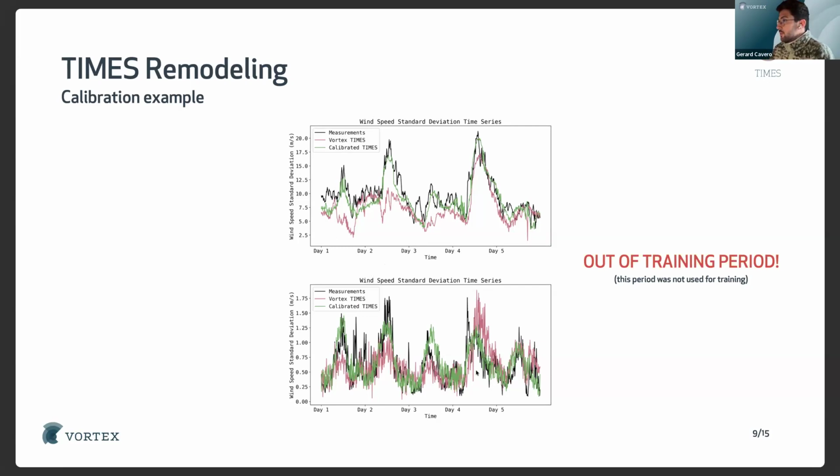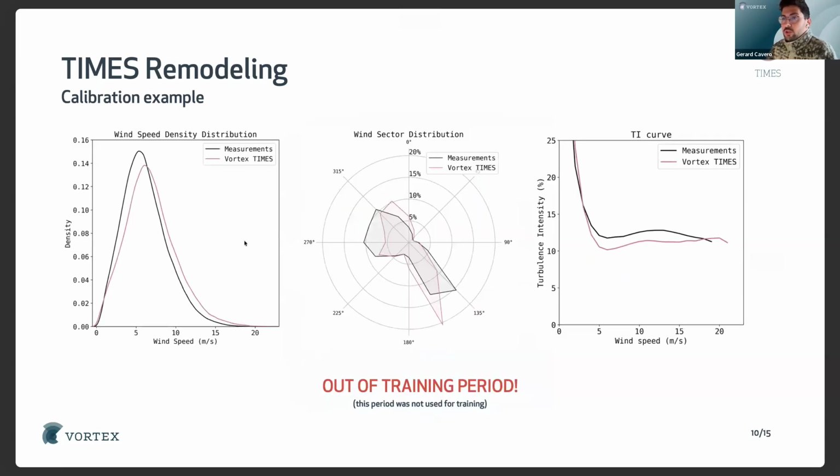We can also collapse the entire period and go to the aggregated domain instead of time domain, and try to see the benefits of this calibration. So again, for the out of training period, I have collapsed the measurement and the Times with no calibration, and I have plotted these three distributions. So wind speed distribution, the wind rose, and the turbulence intensity curve.